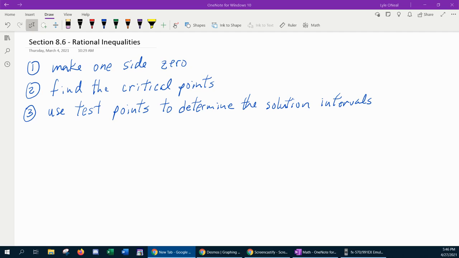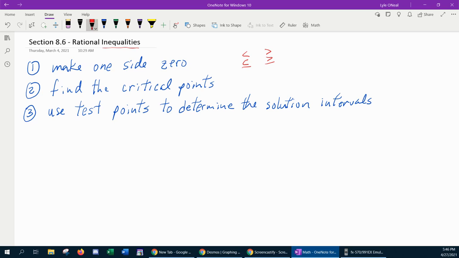The first step you need to do is make one side zero. Since we're talking about an inequality, that means we're going to have either a less than or equal to, or a greater than or equal to. What you need to do is make one of the sides of the inequality zero if it's not already zero. I prefer the right-hand side to be zero, but that's up to you. It doesn't really matter.